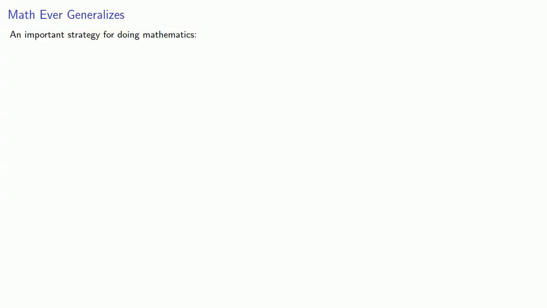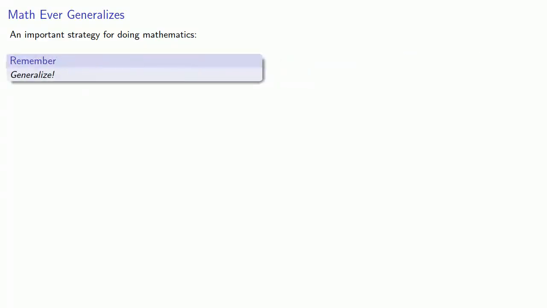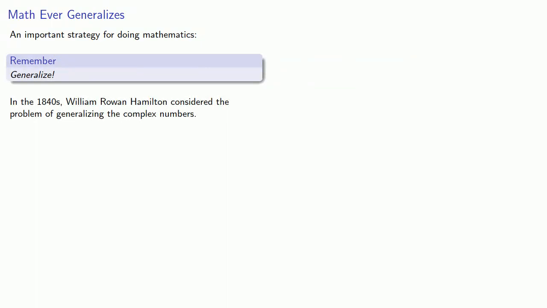An important strategy for doing mathematics: generalize. In the 1840s, William Rowan Hamilton considered the problem of generalizing the complex numbers.